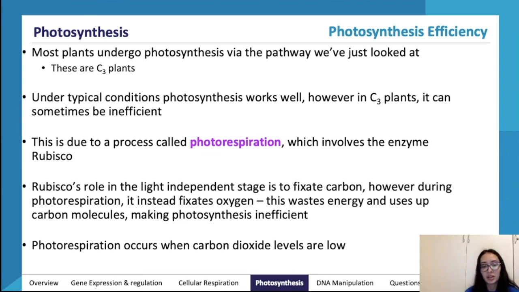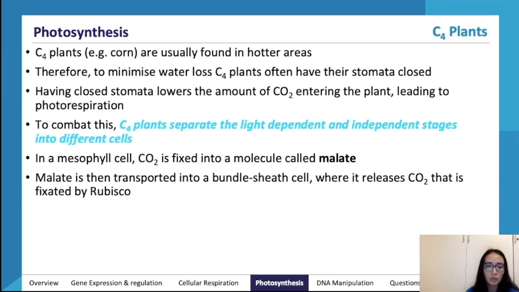So photorespiration occurs when carbon dioxide levels are quite low. Okay, so you're a plant and you're in a low carbon dioxide environment, you might actually undergo photorespiration and start fixating oxygen instead of carbon dioxide, and this will waste your energy. We've got a few different types of problems, I guess, that we need to overcome.